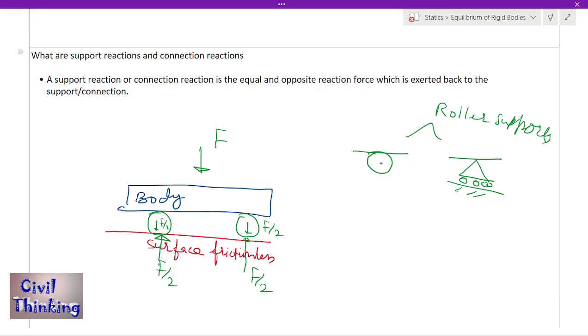These are known as support reactions. We denote them with R, or sometimes with Ry. Ry means, if this is the vertical y axis, the reaction in the y direction, or the reaction in the vertical direction. So these are our support reactions. Now I have already made a video lecture on how to find these support reactions. You can also watch it. So let's move on.